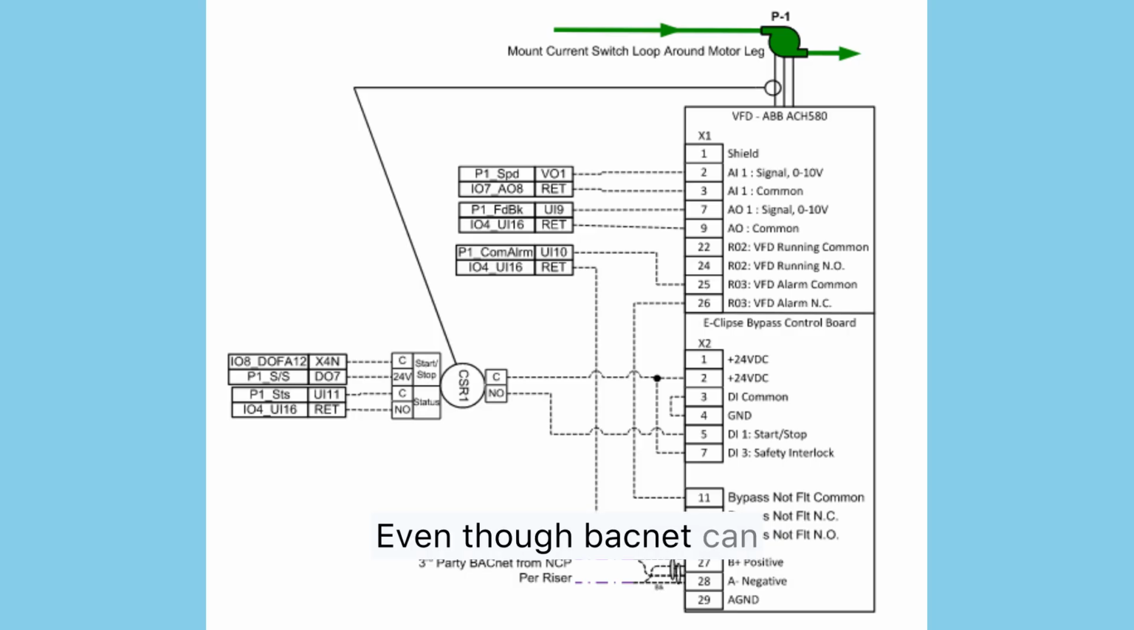Even though BACnet can handle most of the communication, we still use hardwired I/O. Hardwired signals are simple, reliable, and independent of the network. They ensure that critical commands like start, stop, and safety interlocks are always available. BACnet, on the other hand, gives us detailed monitoring and advanced control. Together, they provide both safety and flexibility.